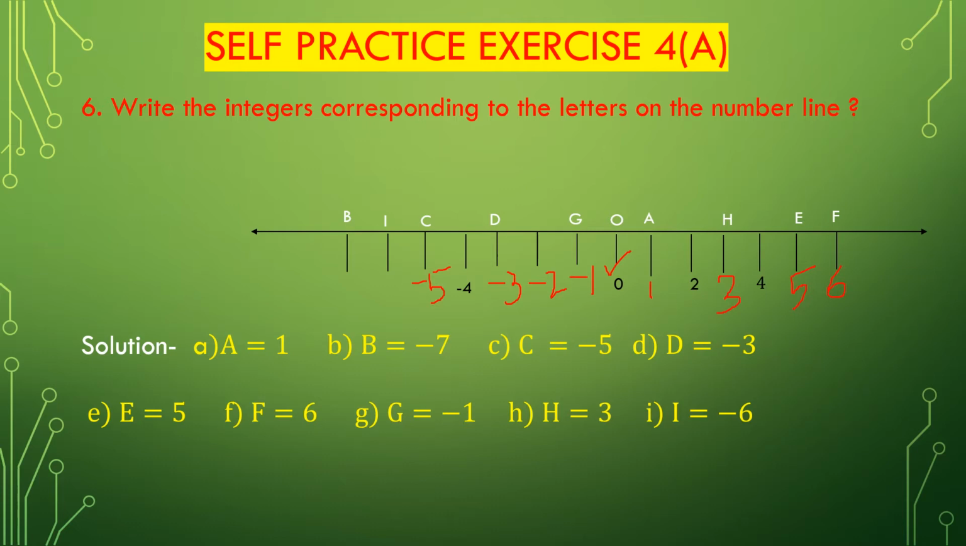Then I will be minus 5 minus 1, minus 6 negative integer, minus 6. Then B will be minus 6 minus 1, minus 7. Minus 7 is negative integer.